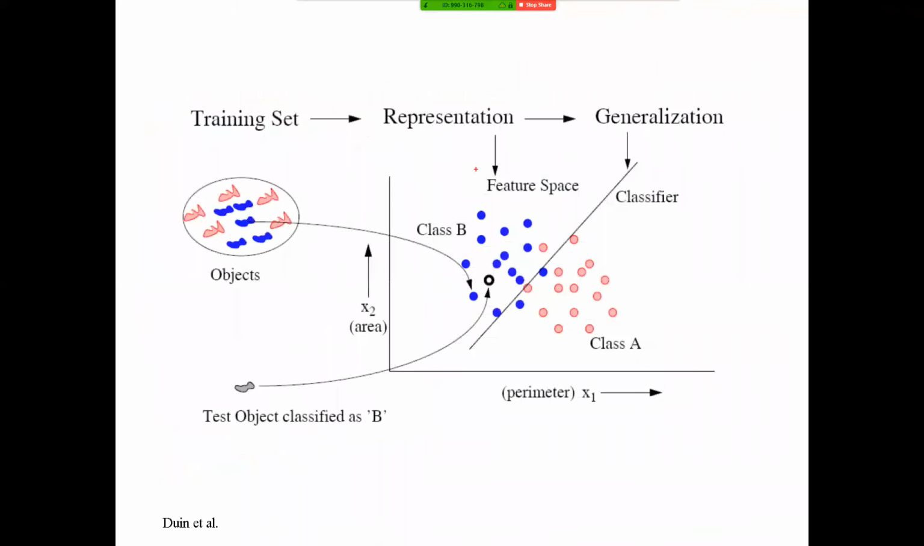Given a training set, given such a data set, we have to first represent it. The representation will determine what type of method we can apply. Okay. Sometimes you may have to take your data and transform it to make some methods more applicable, where otherwise they would not be. Okay.